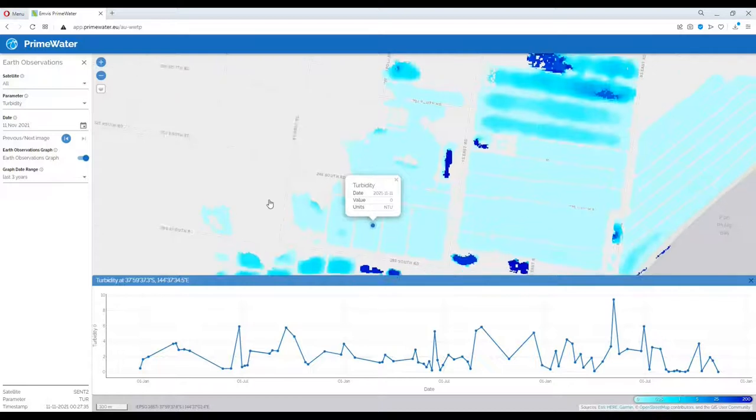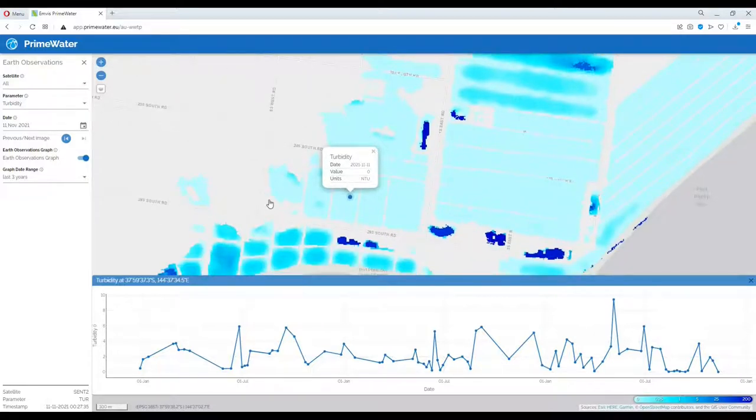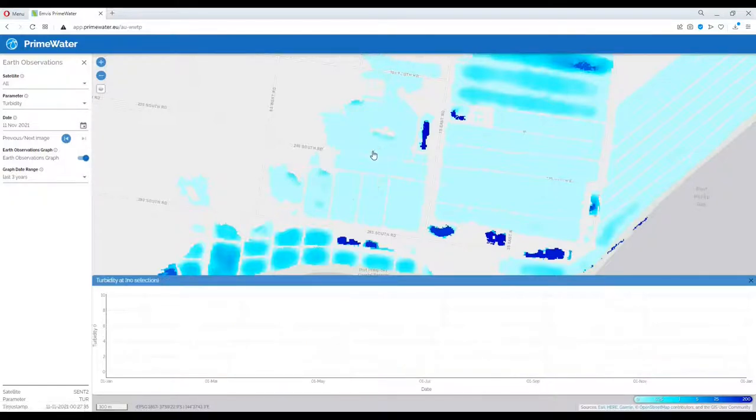Currently, these EO-based water quality products are produced by EOMAP's processing algorithms. We also aspire to include algorithms from other remote sensing partners of PRIME WATER, for example, CSIRO's processing algorithms. And we also aspire to include hyperspectral water quality products from PRISMA and DESIS missions, although these products will not be available operationally, but only for historical periods.